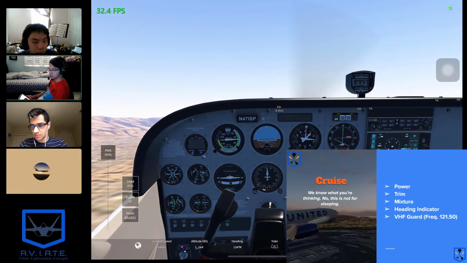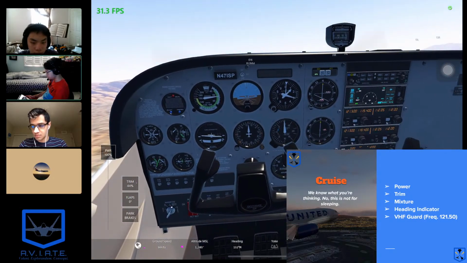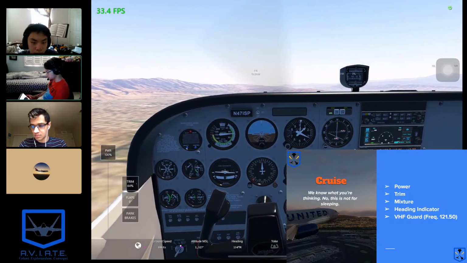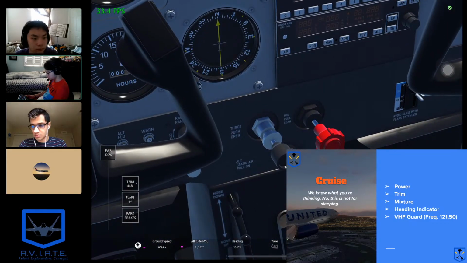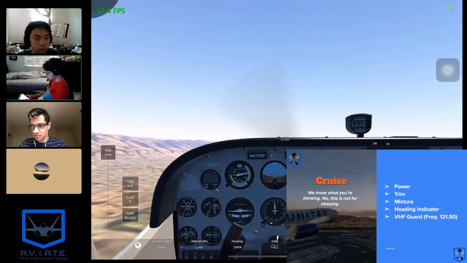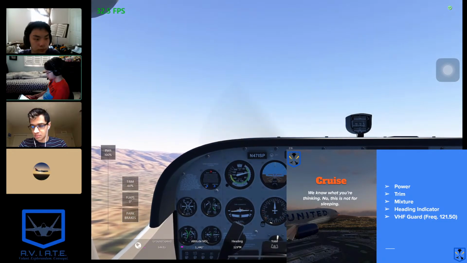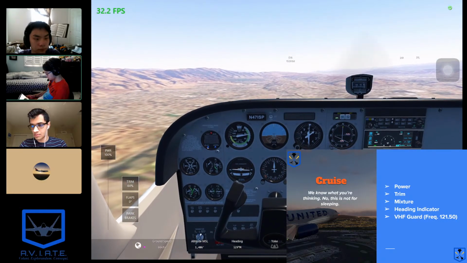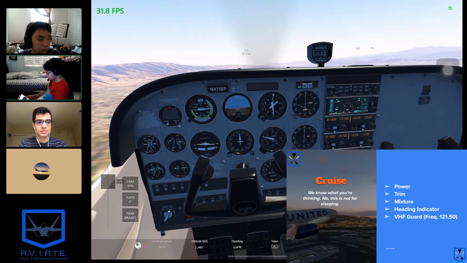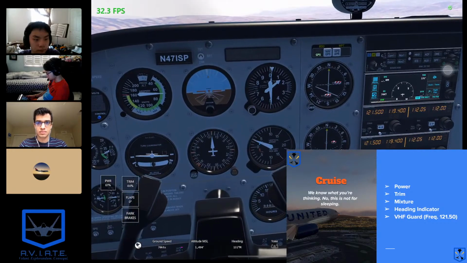You can see on the screen, we will set our power. If you're climbing, we normally set it to 100% power, which is the throttle will be fully in and the mixture will be fully in. But once you get to a certain altitude where you want to cruise at, let's say you want to cruise at 1500 feet, which I am at right now, you'll start to reduce your power to approximately 2000 RPM.